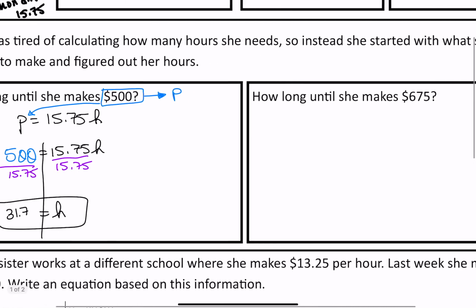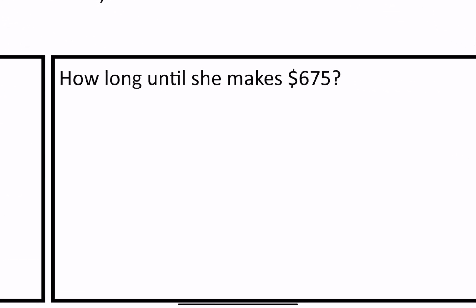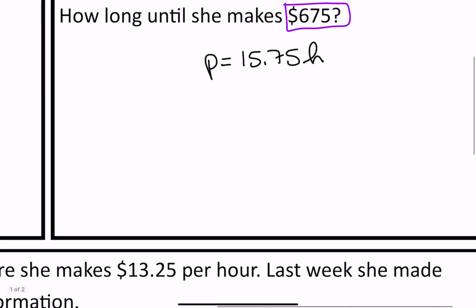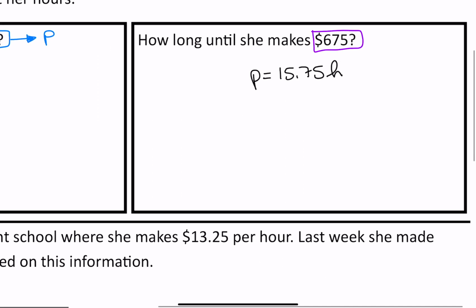So just like this one, I want you to try the next one on your own, but this time she makes $675. Once again, we are still using this equation to solve. So I want you to pause the video and try it on your own. All right, hopefully you did, and hopefully you got 42.86 hours, or 42.8 or 42.9. That's how many hours she needs to make $675.